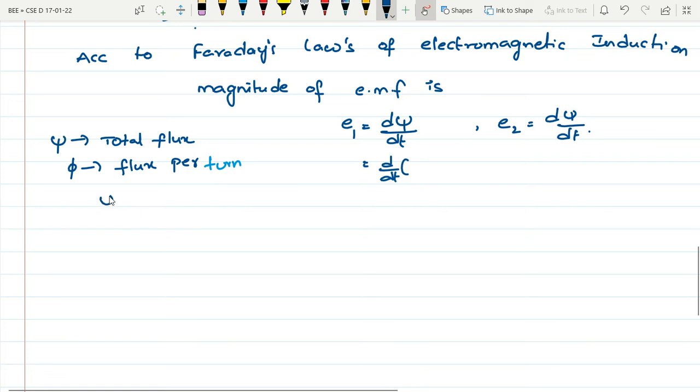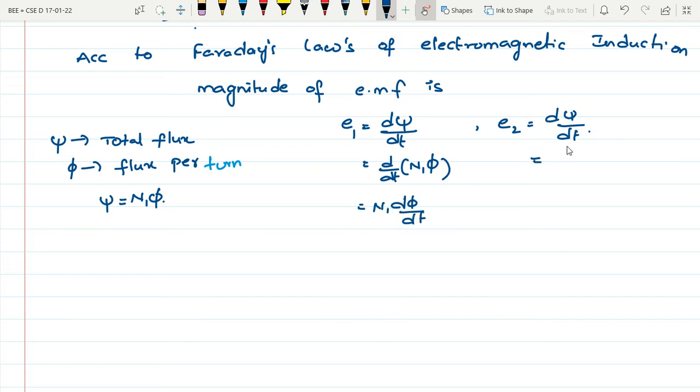N1 phi, very good. So for one turn, flux is phi. In primary, N1 number of turns are there. So N1 into phi is the total flux. So then it will become N1 d phi by dt.